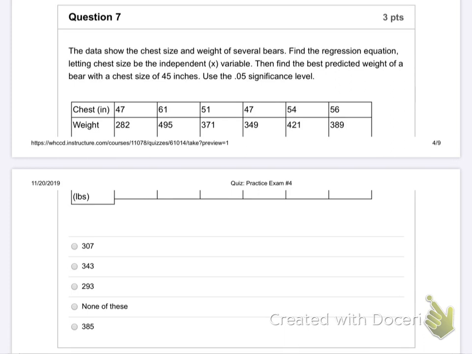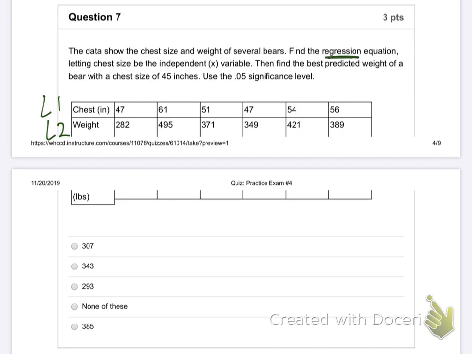Number 7. The data show the chest size and weight of the bears. This is the one we did, or something like it anyway. Might be the very same one. So find the equation, predict the stuff. So it's just like those other ones. Okay, so this is L1, this is L2.